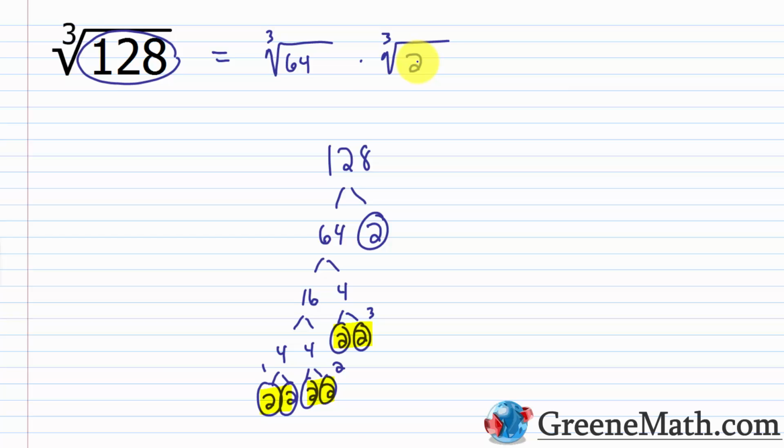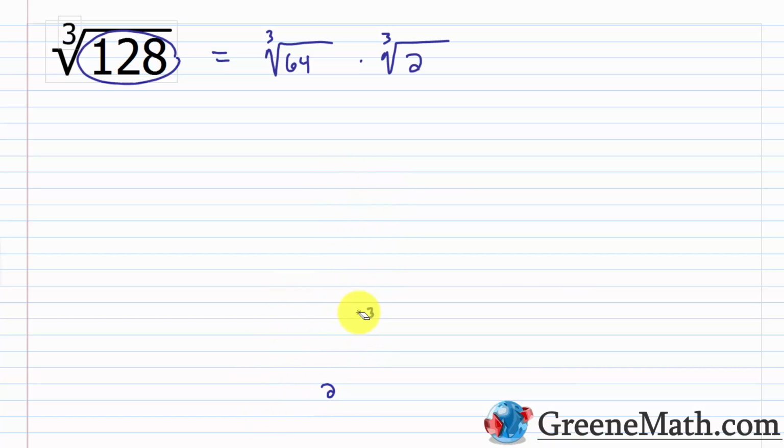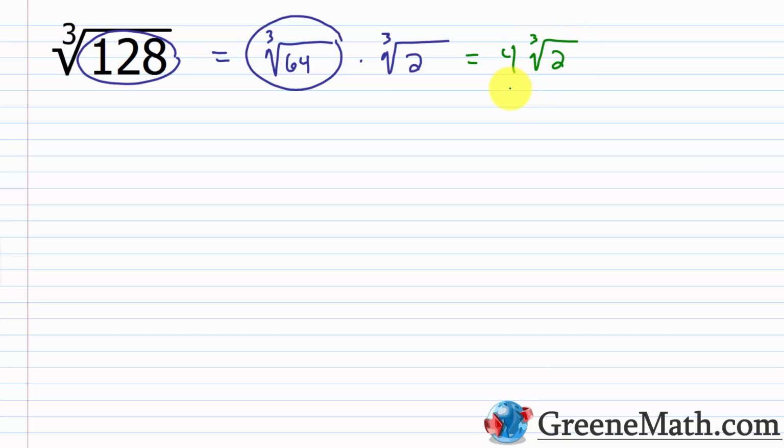Just because it's a cube root doesn't mean the process is any harder or more difficult. It's the same thing. Instead of looking for a perfect square like you would with a square root, you're looking for a perfect cube because you have a cube root, okay? So all we're going to do is just replace this guy right here with a 4, okay? Cube root of 64 is 4, then times the cube root of 2, okay? So again, 4 times the cube root of 2 is the simplified version of the cube root of 128.